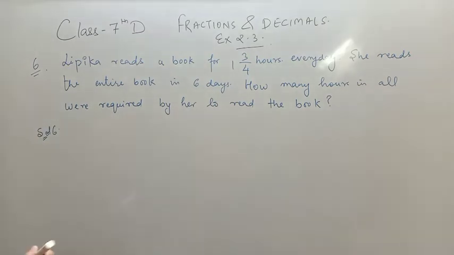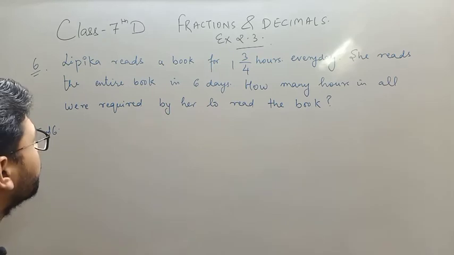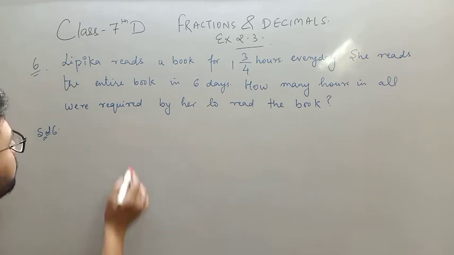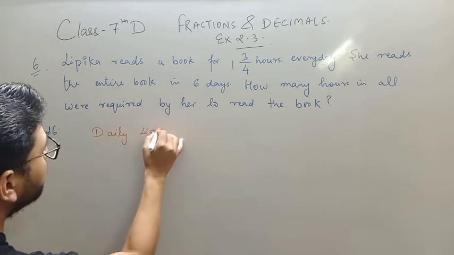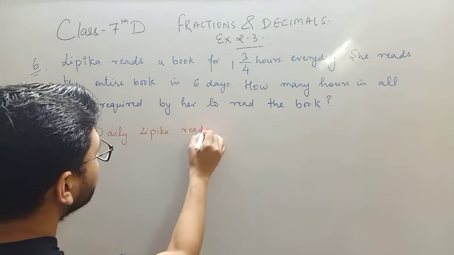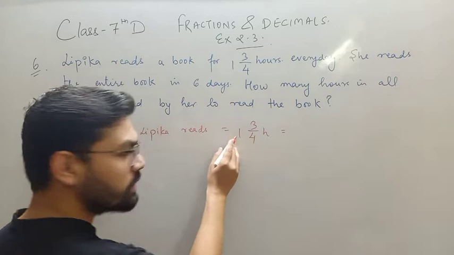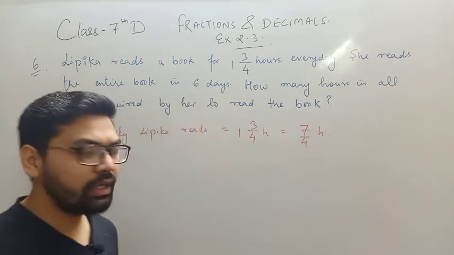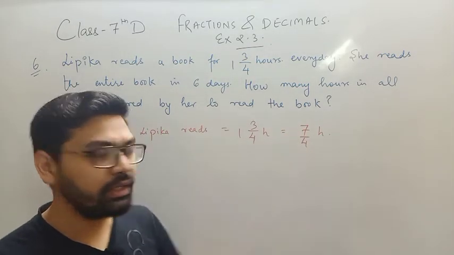So first I'll convert 1 3/4 hours into the simplest form. Daily Lipika reads 1 3/4 hours, or you can simply write 4 ones are 4 plus 3, 7/4 hours. In a day she reads that book 7/4 hours, right?